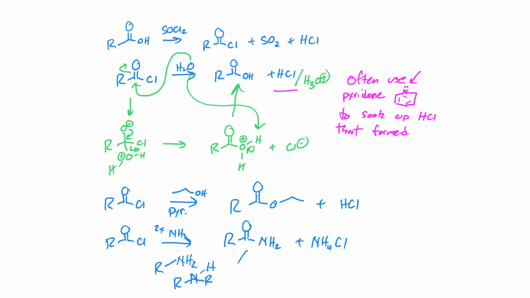And so this is amide, this is ester, and these are probably the 2 most common reactions that we will do with acid chlorides. Let's create the amide equivalent here. Let's look at the steric effects of this reaction.